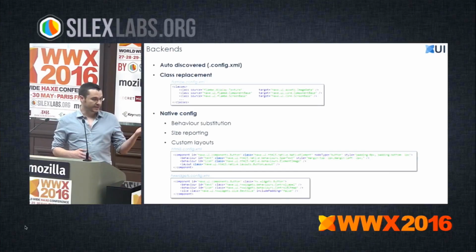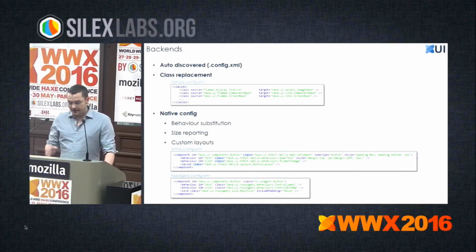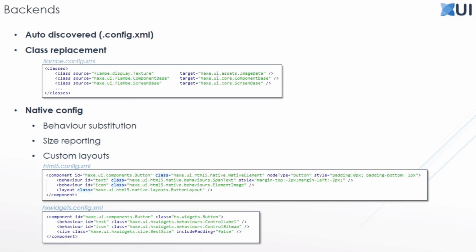In the case of wxWidgets, that simply sets the controlled value, the window value, the window text, sorry. So this basically enables you to substitute values, substitute behaviors into the core framework instead of using the default ones, which obviously don't make sense for native components. So the other thing, this is quite important, is size reporting.